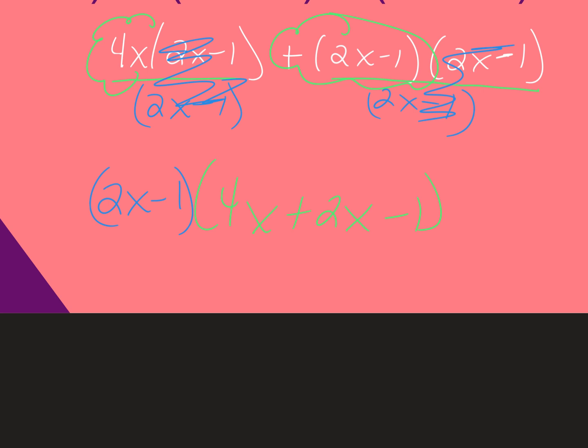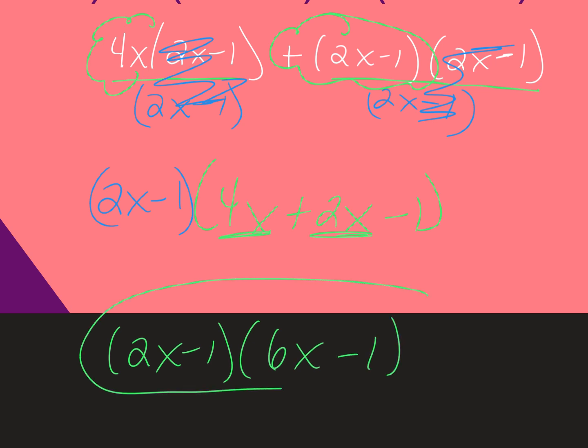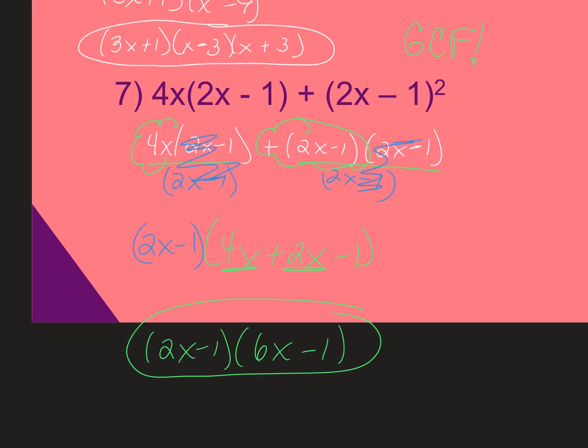And then I look to see, is there anything else I can do here? Can I combine like terms? Can I factor anything? Yes, you can combine like terms. My 2x minus 1 hangs out here. I have a 4x and a 2x. When I add those together, I get 6x and then a minus 1. And you have now fully factored this expression.